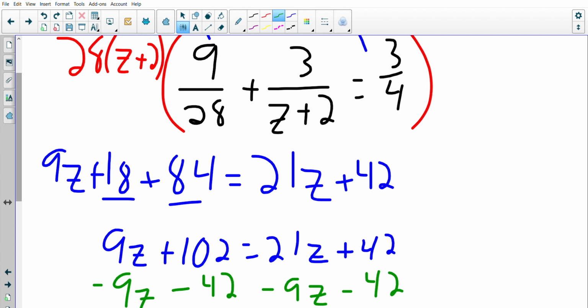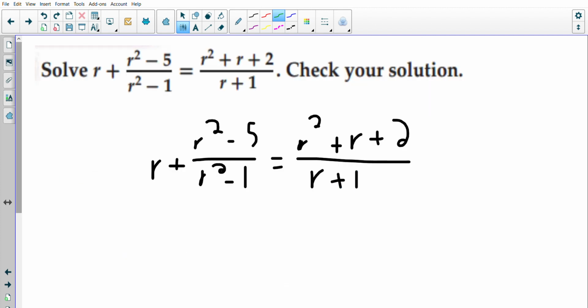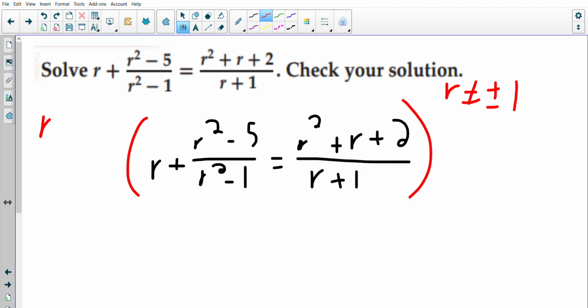Okay, so let's do another one. This one's a little bit trickier. So we have r plus r squared minus 5 over r squared minus 1 is equal to r squared plus r plus 2 over r plus 1. So in this one, once again, r cannot be equal to plus or minus 1, because that will make one or both of the denominators 0. All right, so now the least common denominator is actually just r squared minus 1.